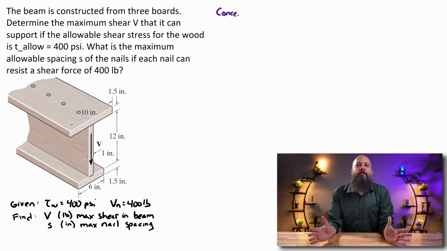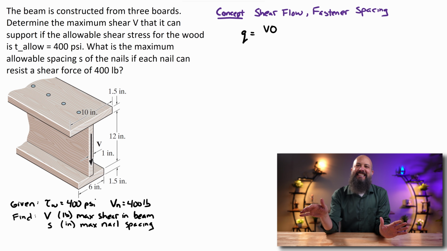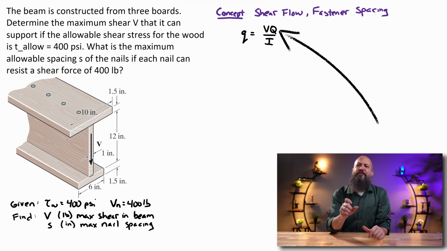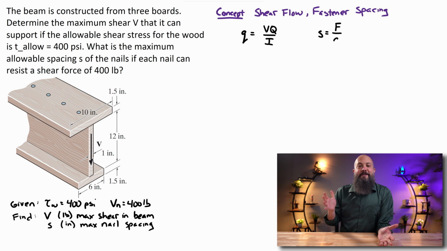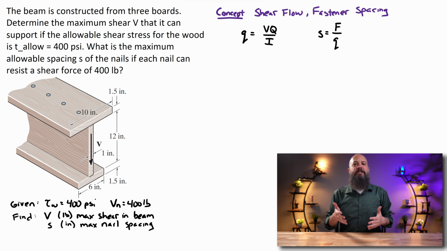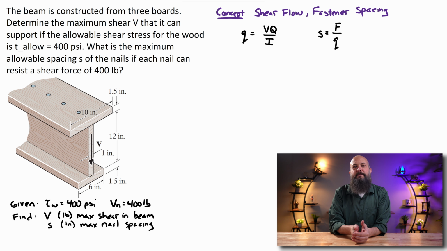Shear flow problems and fastener spacing problems have the number one most common student mistake in the entire semester of mechanics of materials, and this is Q, the first moment of area, which everybody just knows as Q. So in this problem, I'm trying to find the maximum shear in the beam, and as a result, the maximum nail spacing. What's the largest distance apart I can put nails so that the beam is not going to fail, or so that the nails won't fail.